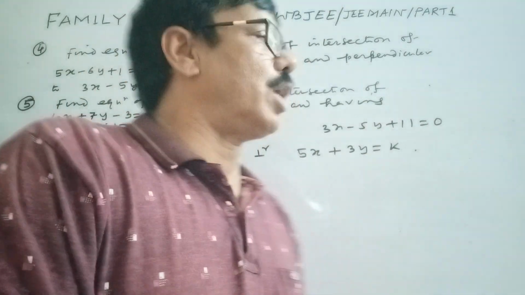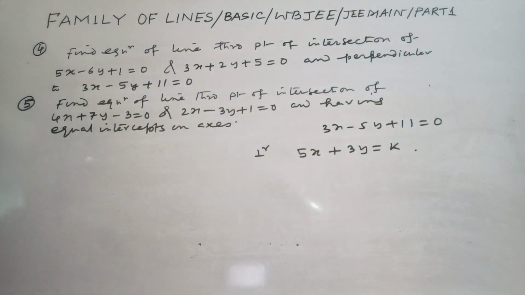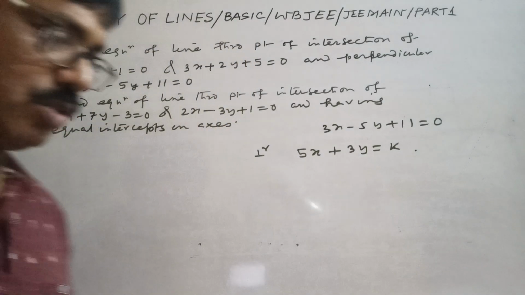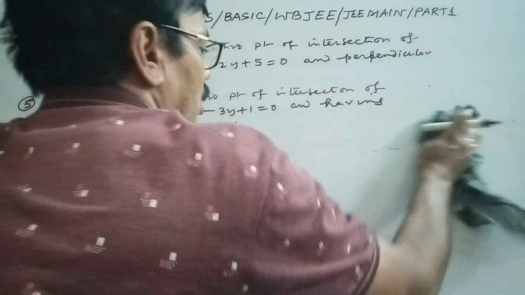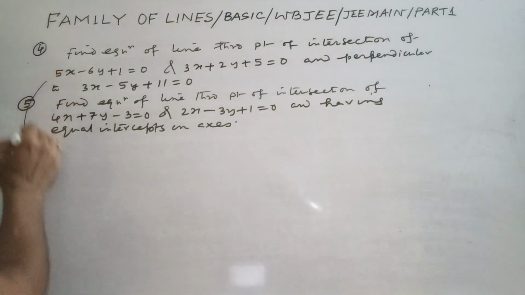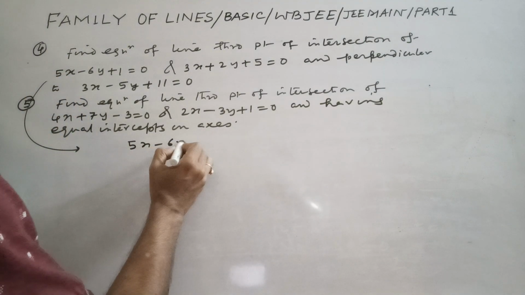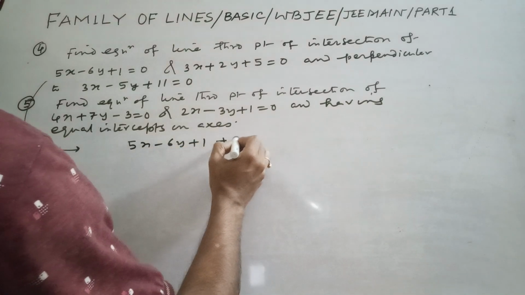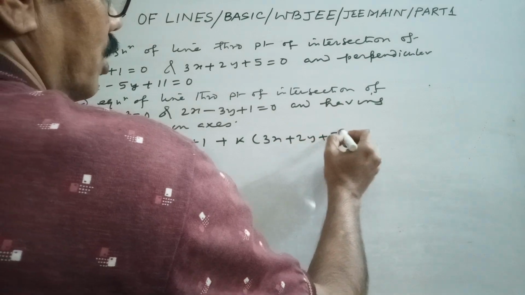Or using the formula, the first equation plus k into the second equation equals 0. So, we try to solve the problem using the formula. So now what is the combined equation? 5x minus 6y plus 1 plus k into 3x plus 2y plus 5 equals 0.